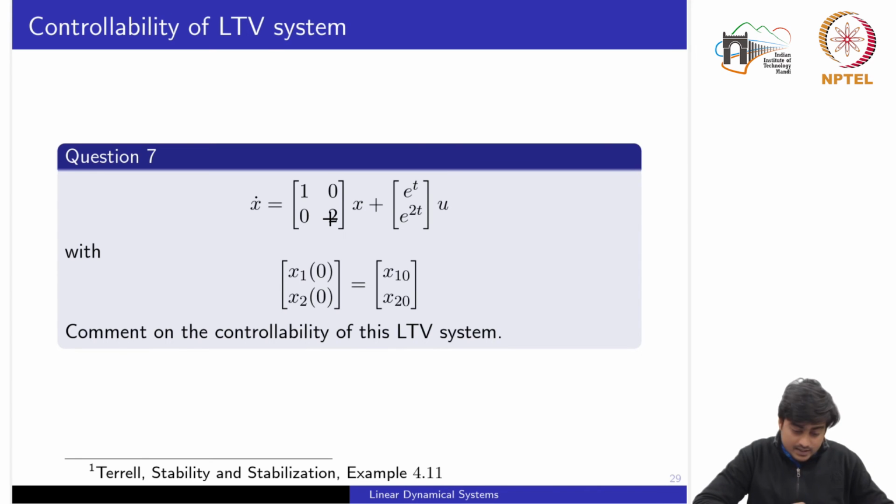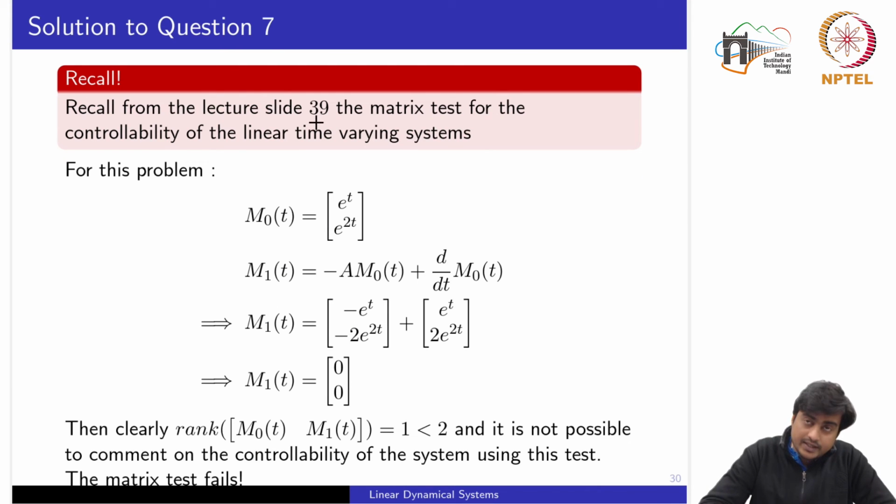If you go to lecture slide number 39, there we had given basically the sufficient conditions only for the test of controllability, because once you have computed the controllability Gramian, then it is a necessary and sufficient condition if the rank of this controllability Gramian is full rank for all time t0 and t.